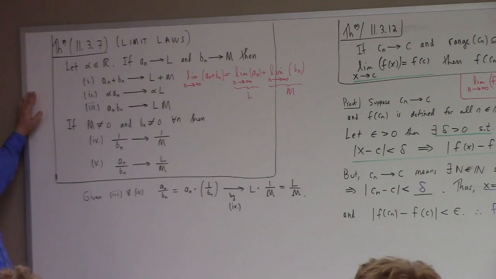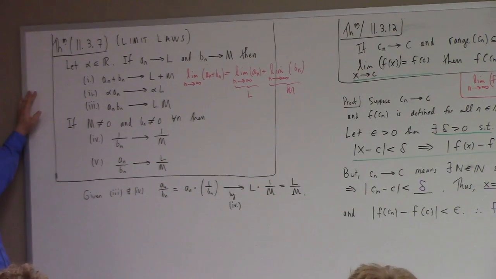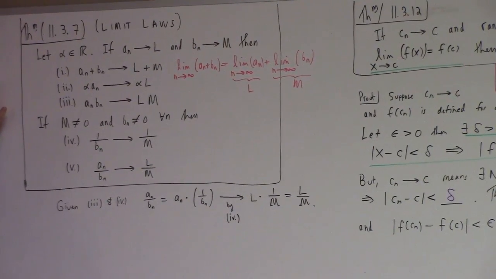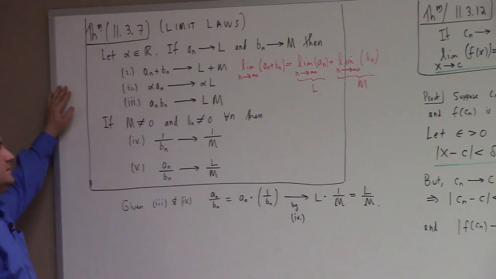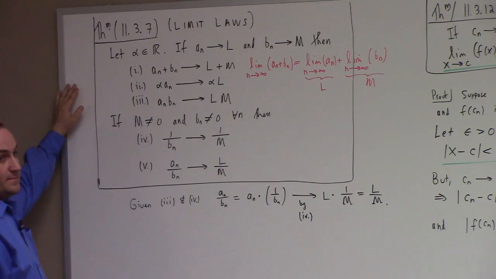Anyway, so we also have limit laws for sequences, and here they are. If we have a sub n going to L and b sub n going to M, in other words, the limits of those sequences exist and are L and M respectively, and if alpha is a real number, then a sub n plus b sub n goes to L plus M, alpha times a sub n goes to alpha L, a sub n times b sub n goes to LM, and so forth. All right. So these are your limit laws.